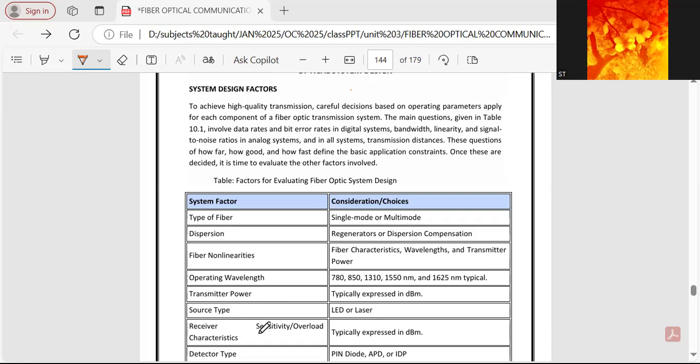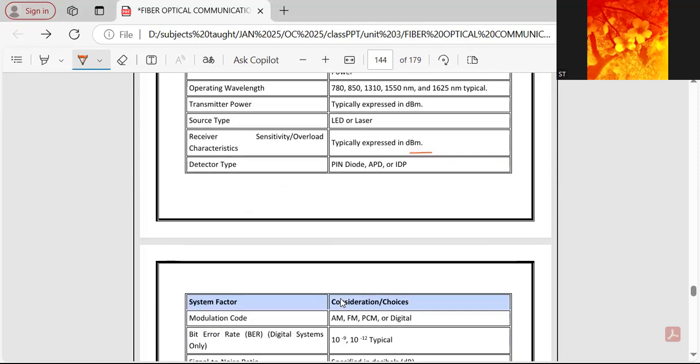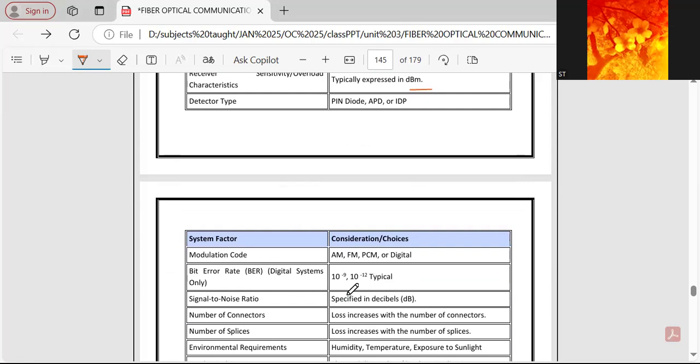receiver sensitivity, and this is expressed in dB, which type of detector we are going to use, pin diode, avalanche diode, all these characteristics we have to decide before designing the optical communication system.